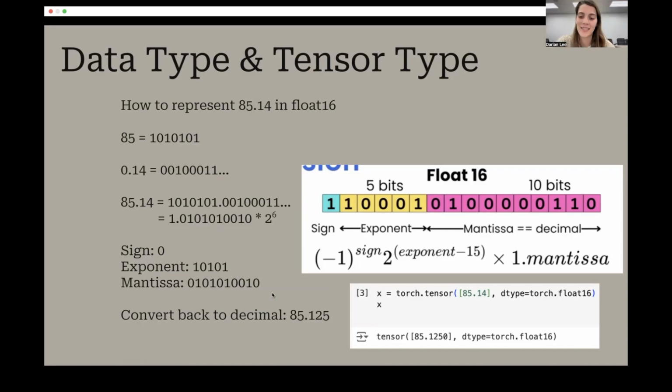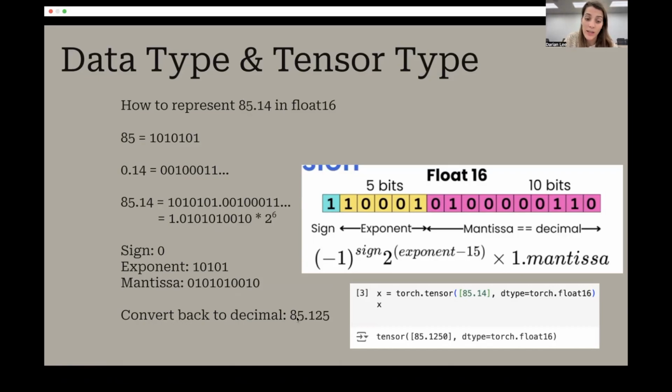And something interesting about this is, and this is how you can think about it being represented: -1 to the power of the sign, times 2 to the exponent minus 15, times 1 point, and then the mantissa. And the interesting thing is that when we convert it back to decimal, it's not actually fully exact. So remember, our original number was 85.14.